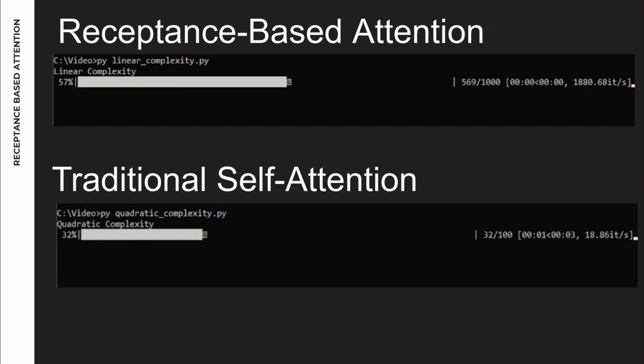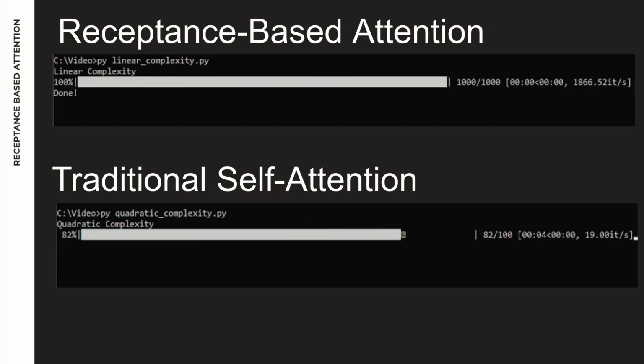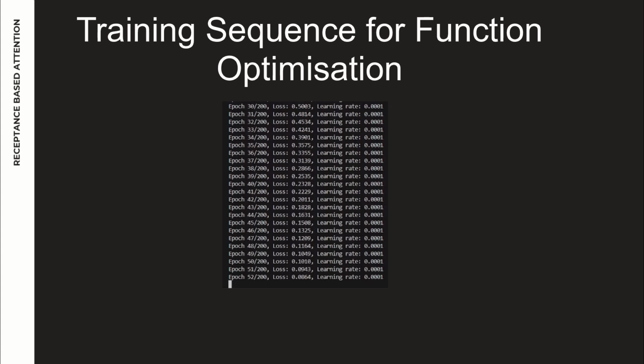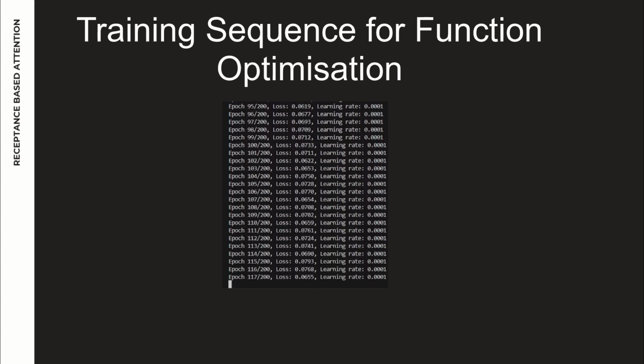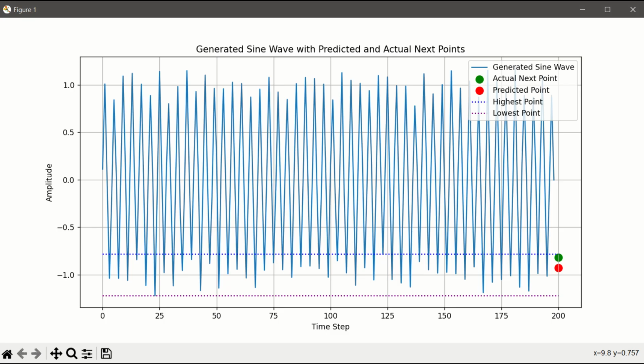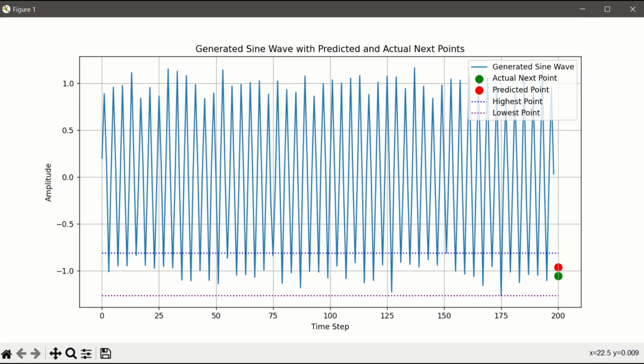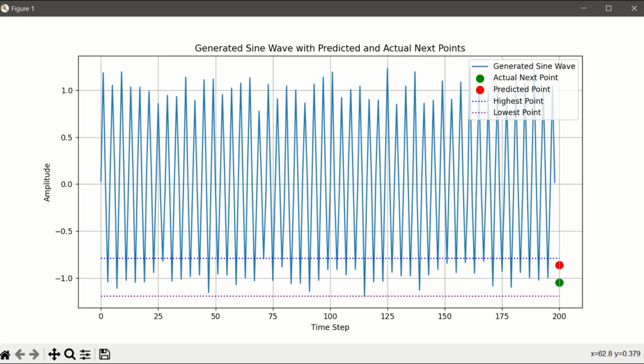Here is a quick comparison of the computing speeds of both of these mechanisms. To demonstrate the power of receptance, I've created a small project just as a proof of concept that all it does is it takes in a function like a sine wave and converts it to a set of points. The points then act as the quote-unquote words in the sequence and are fed to the model, which then makes a prediction on the next quote-unquote word or the next point.